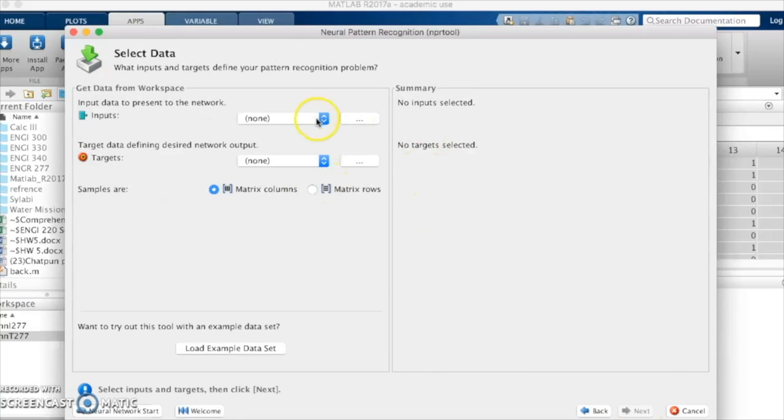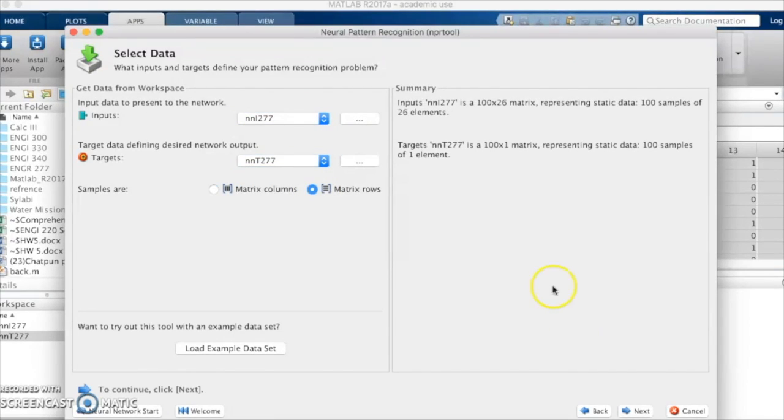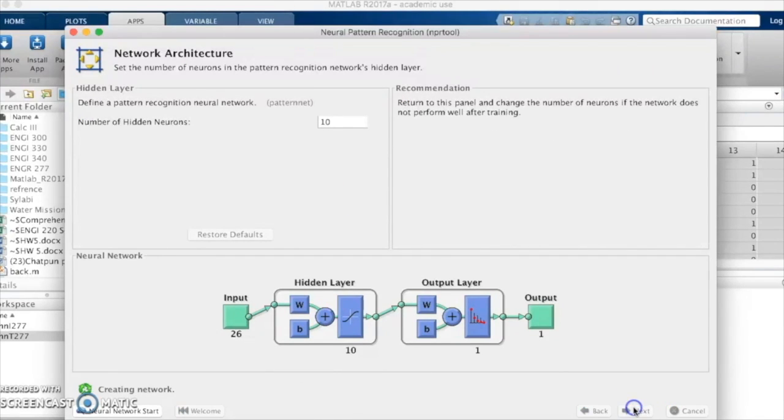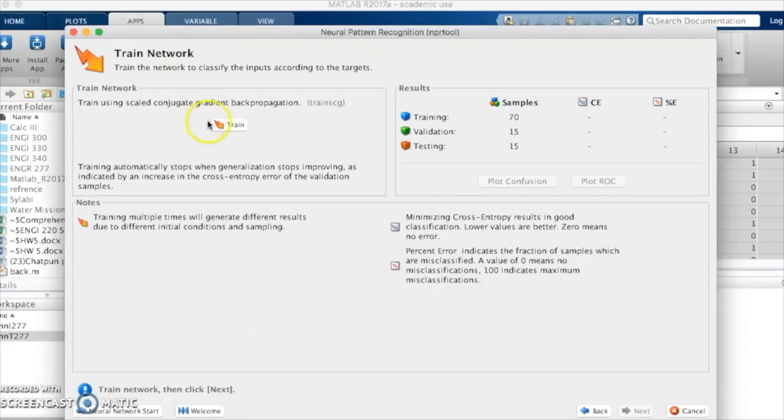As you can see, by using the pattern recognition tool in MATLAB, we are able to accurately determine whether the engineer should or should not disclose the faultiness to the public.